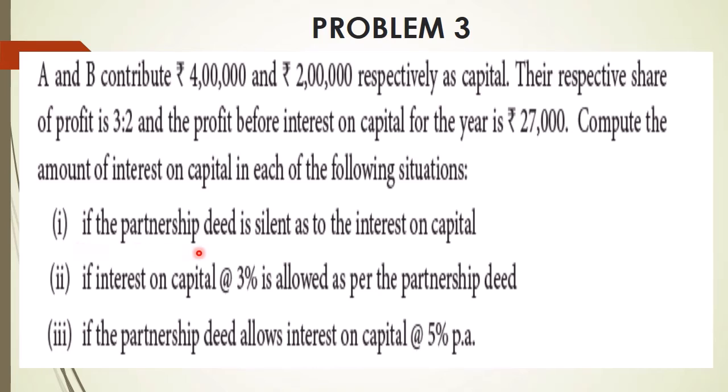First situation, if the partnership deed is silent as to the interest on capital. As we have learned, if the partnership deed is silent, then there is no need to provide interest on capital. Let's move on to the second and third situations: if interest on capital at 3% is allowed as per the partnership deed, and if the partnership deed allows interest on capital at 5% per annum. Let's work out these two situations for a better understanding.